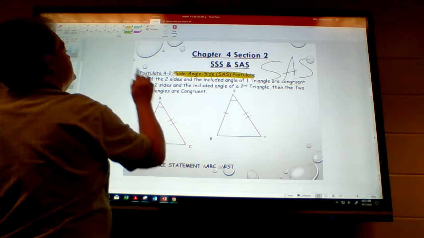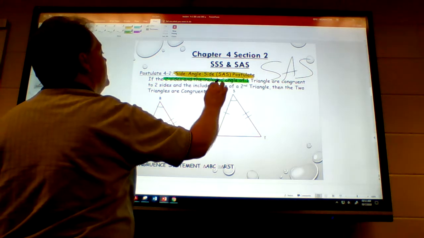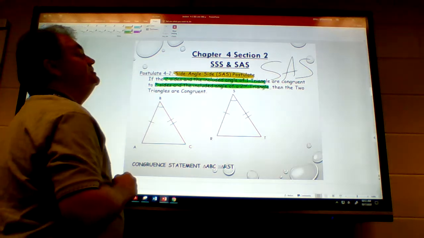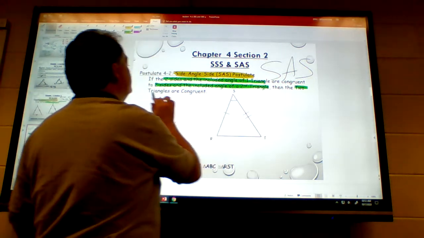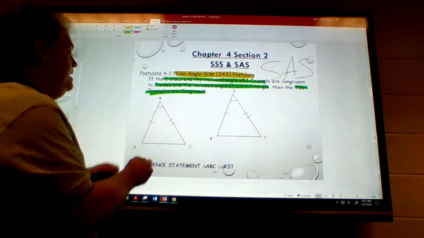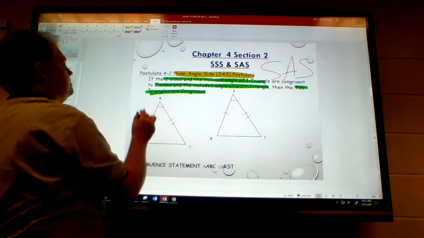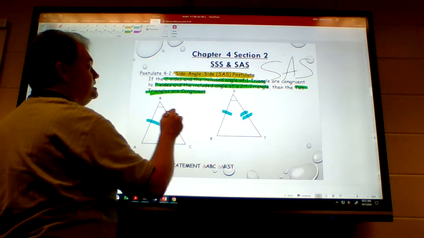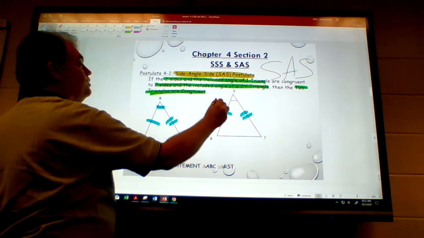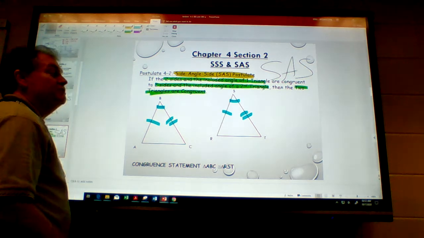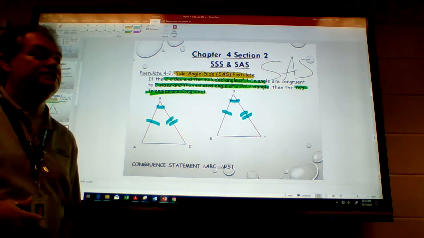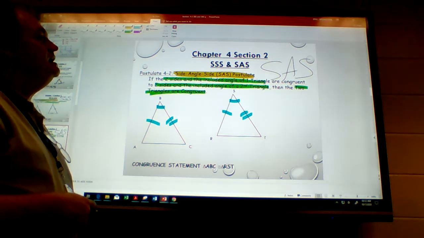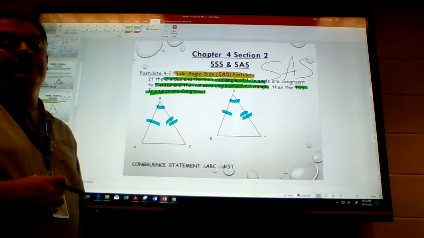Here's what it says. It says if two sides and the included angle of one triangle are congruent to two sides and the included angle of a second triangle, then the two triangles are congruent. Now here's what I mean. You have one pair of sides, another pair of sides, and the angle that is formed by the two sides, which is called the included angle. So I have two pairs of congruent sides and the angle that is formed, then that shows that the two triangles are congruent.